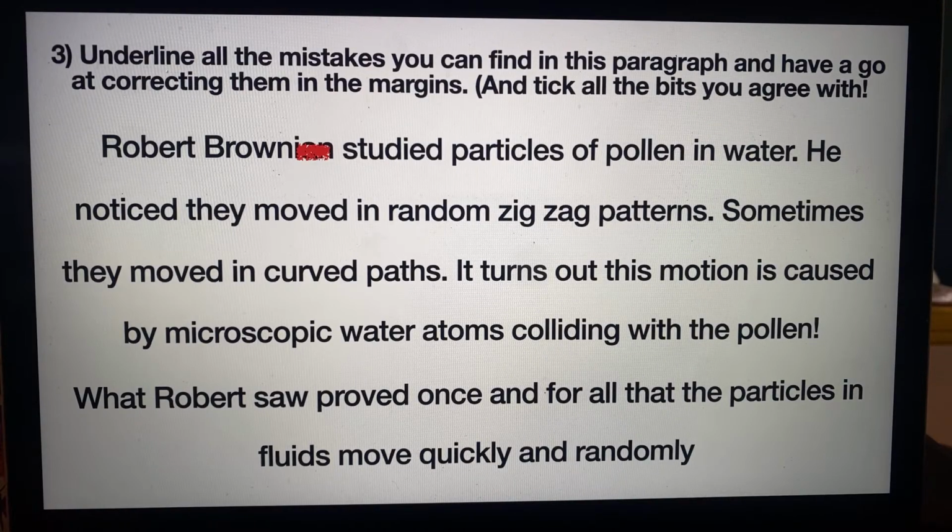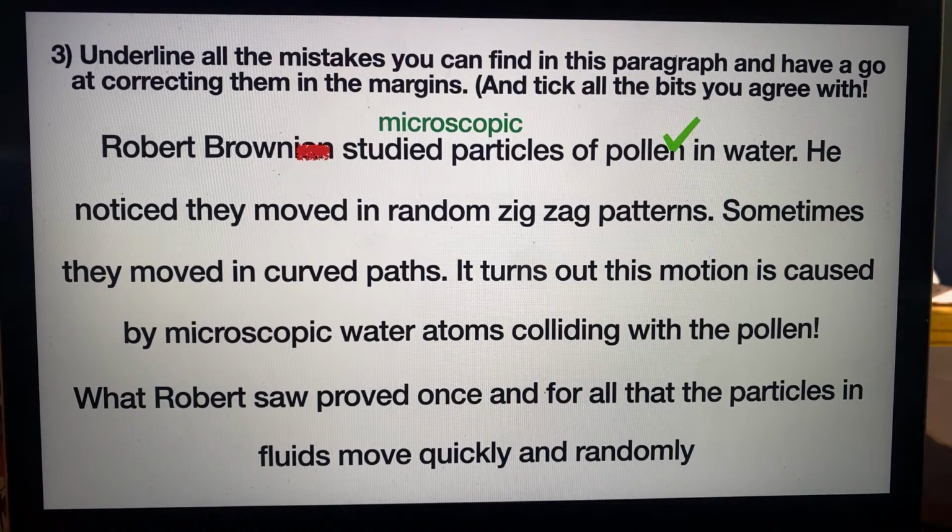Robert Brown studied particles of pollen in water. Is there anything wrong with that? Yeah, they are particles, aren't they, of pollen? They're not like molecules of pollen. Can we improve that ever so slightly, though? What can we say about the particles of pollen? They were microscopic, so I'm going to stick the word microscopic in there. That's a better answer, isn't it, at IGCSE? Robert Brown studied microscopic particles of pollen. I haven't written suspended in water, but suspended in would have been a great little choice of word there. Robert Brown studied microscopic particles of pollen suspended in water.